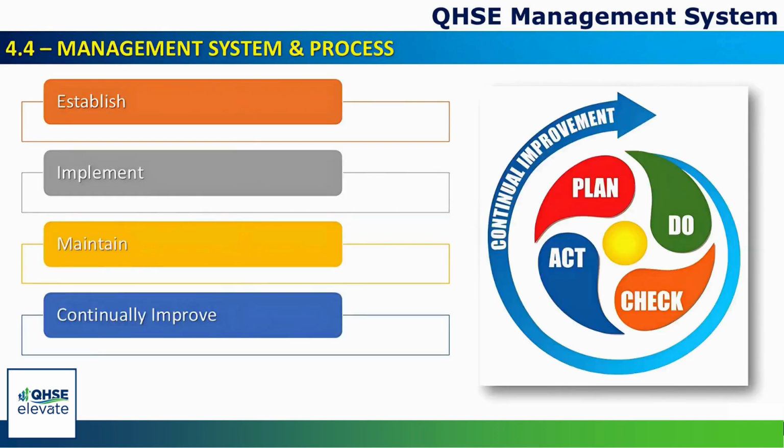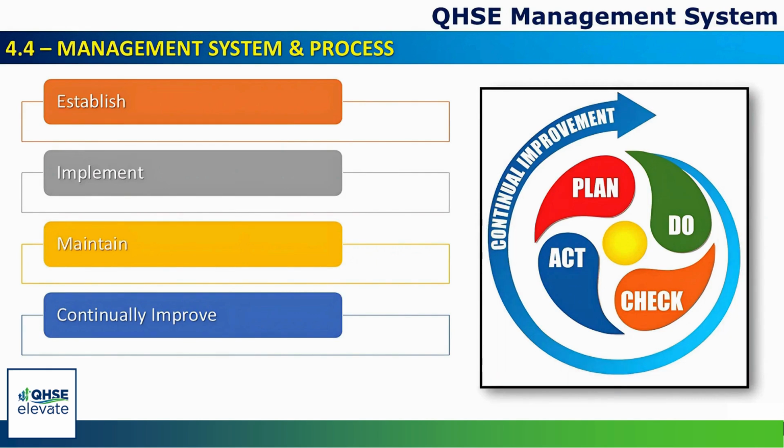The first sentence from Clause 4.4.1 of ISO 9001 states that the organization shall establish, implement, maintain, and continually improve the processes needed for the quality management system. What does it mean to establish, implement, maintain, and continually improve? It means PDCA. That stands for plan, do, check, and act. It means that the processes are required to improve gradually through the PDCA approach.